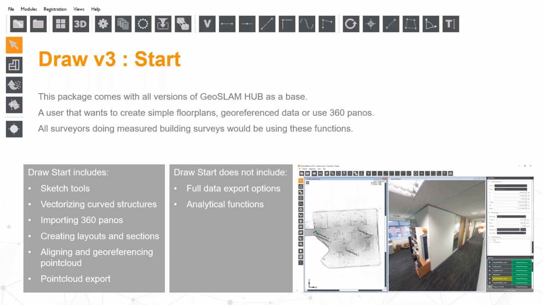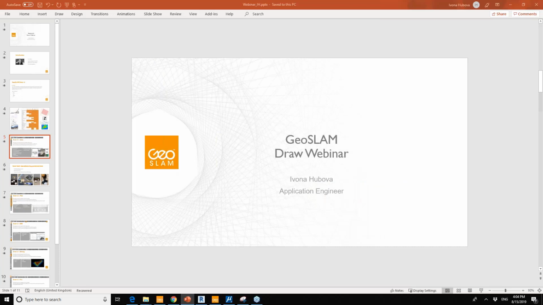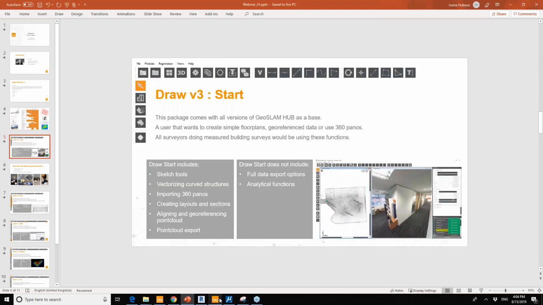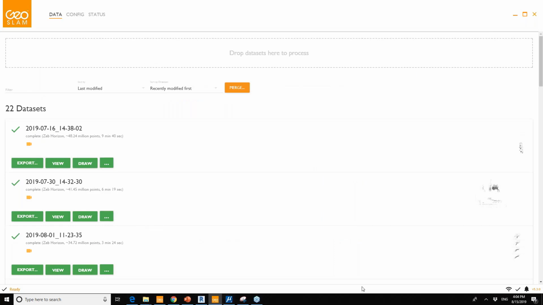So I'm going to start a first Draw project now. To start the Draw, what I need is to have the Hub open, be connected to internet, have the Hub licensed, and hopefully on the bottom right corner, you can see that I'm running version 5.3, which is the latest Hub version. If you have not downloaded it yet, it's also available on geoslam.com/support for download.